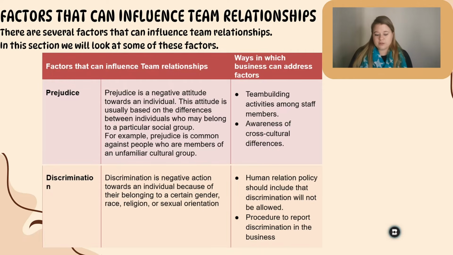Then we have discrimination. Discrimination is a negative action towards an individual because of their belonging to a certain gender, race, religion, or sexual orientation. I realize now the above one, it doesn't have to do with religion. Sorry about that. So ways that we can address and deal with this is that the human relations policy should include that discrimination will not be allowed in the workplace. Procedures to report discrimination should also be discussed with employees.